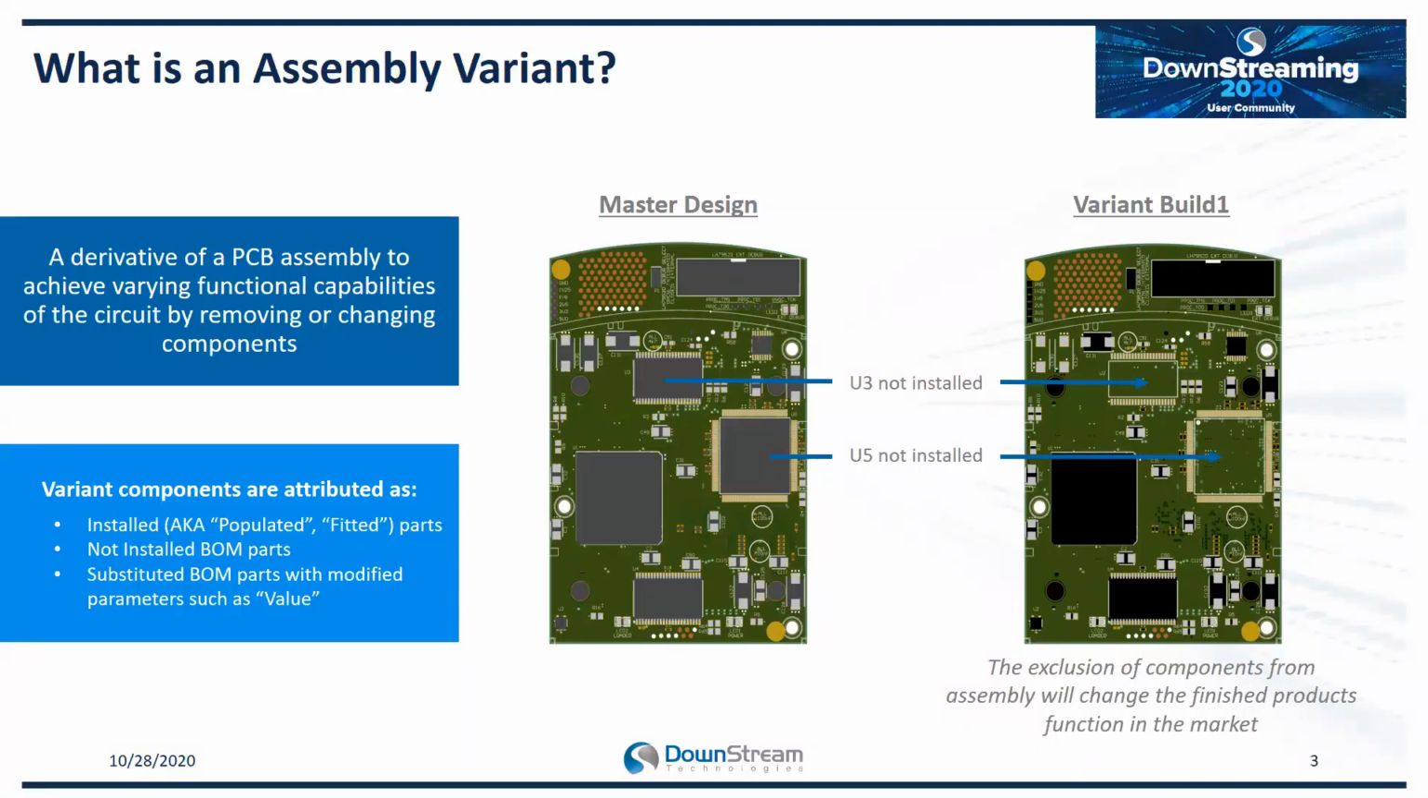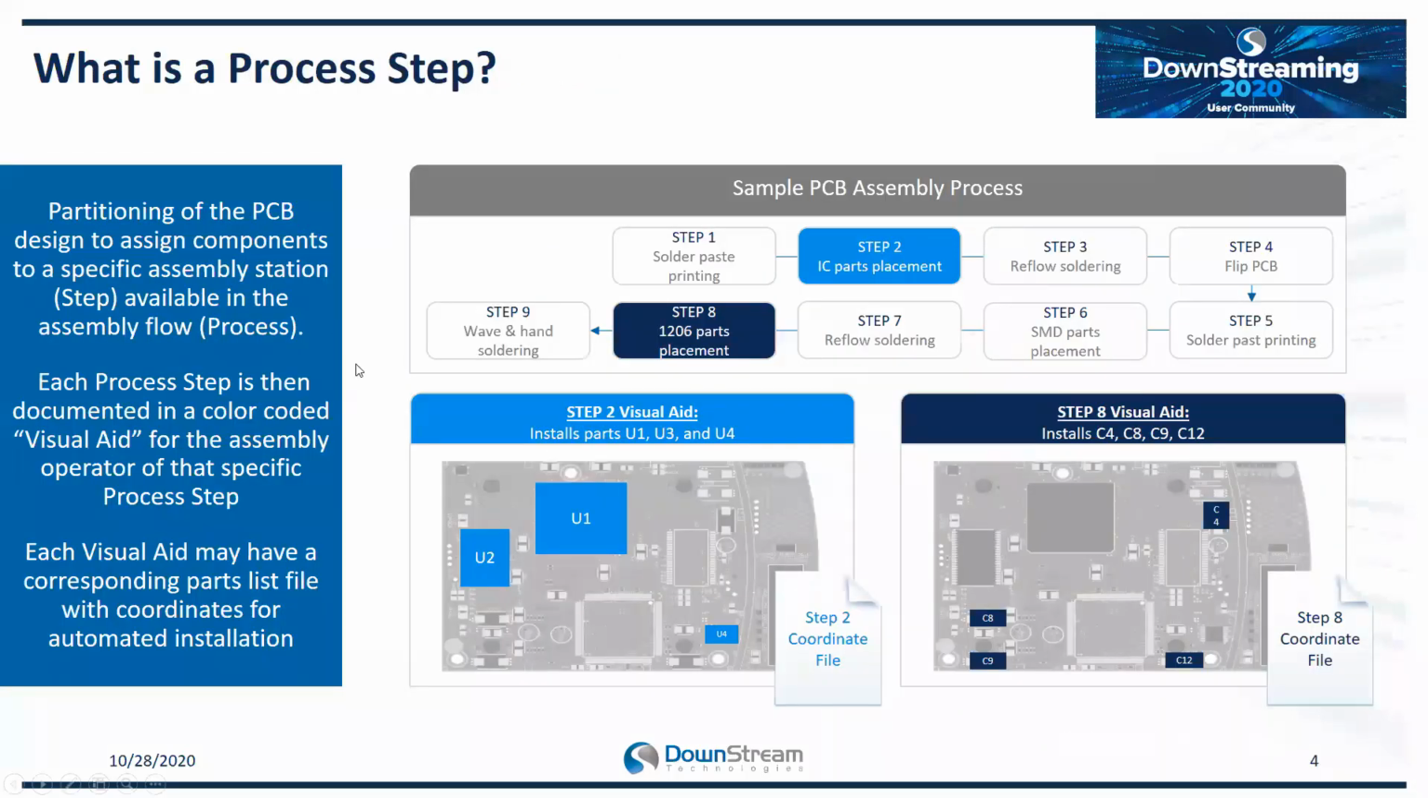Back in the day, when I first started, we didn't have that ability, and we had to actually color code hard copy assembly drawings. And you can imagine what that was like and what would happen if an ECO came along. So that's an assembly variant. It's not a design problem, it's a parts list problem.